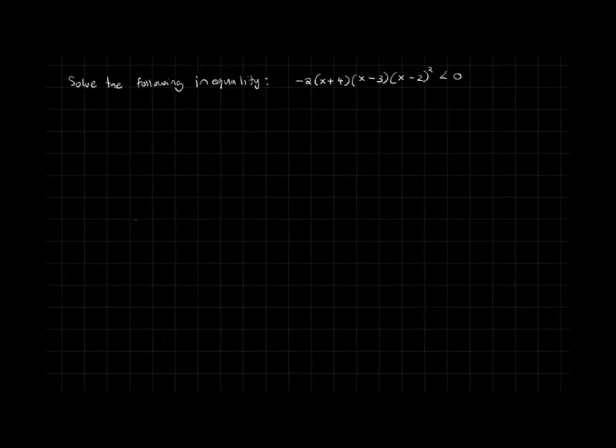Alright, let's solve the following inequality. Negative 2 times x plus 4 times x minus 3 times x minus 2 squared is less than 0. If we're trying to solve an inequality, let's first determine the critical points. The critical points include x-intercepts, discontinuities, and any kind of extrema. And really what we use the critical points for is to determine our intervals. Now in this case, I'm going to look at my x-intercepts. The x-intercepts can be determined when you set this expression equal to 0. I'm going to call this expression f of x.